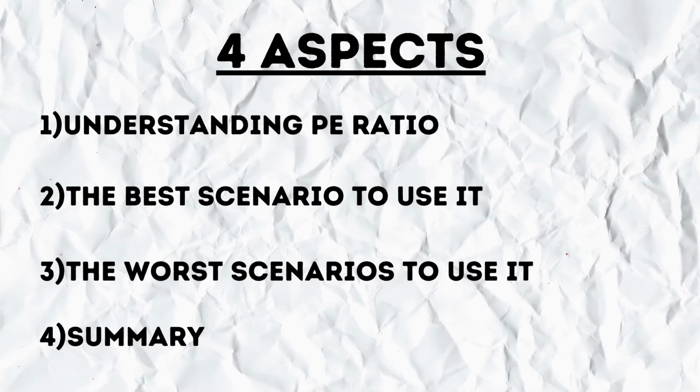We'll be looking at the infamous price to earnings ratio and find out the nuances as well as how to best use it and how to not use it. So in this video, I'll be covering 4 major aspects. Number 1, understanding PE ratio and how to calculate it. Number 2, the best scenario to use it. Number 3, the worst scenarios to use it. Number 4, summary. Before I start, let me caveat it here first. I may be using businesses and stocks interchangeably. So, without further ado, let's get ready for a ride.